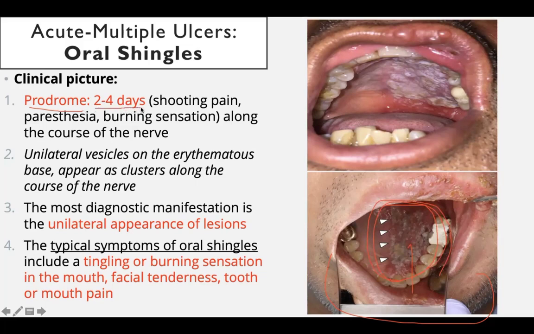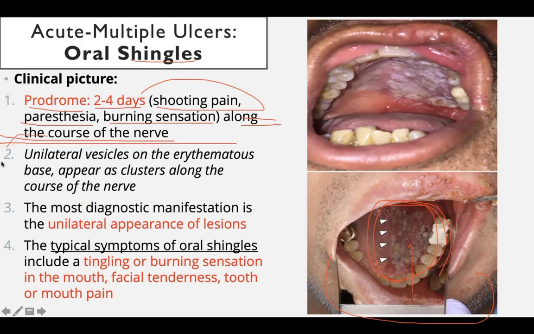The prodrome lasts 2 to 4 days, where there will be shooting pain, paresthesia, burning sensation along the course of the nerve. Same as the bodily manifestation of shingles, which is also along the course of the nerve.